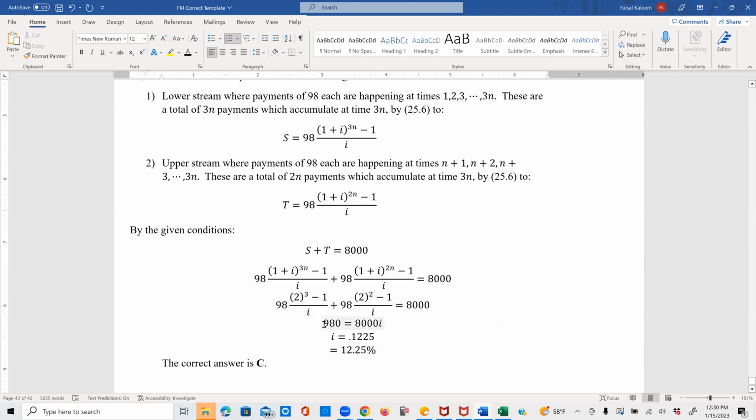And so we can multiply both sides by i, so the i gets to the right side. On the left side, when we simplify 98 times (2 cubed minus 1) plus 98 times (2 squared minus 1), it simplifies to 980. Now we divide both sides by 8,000. So i is 0.1225 or 12.25%. That's choice C.